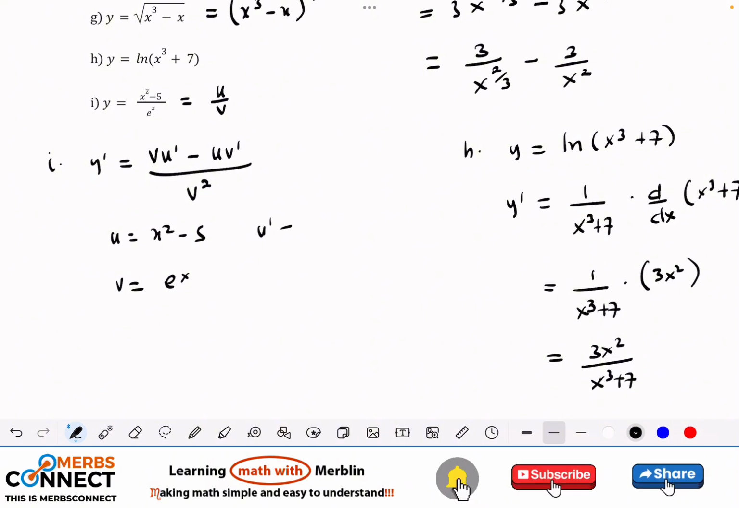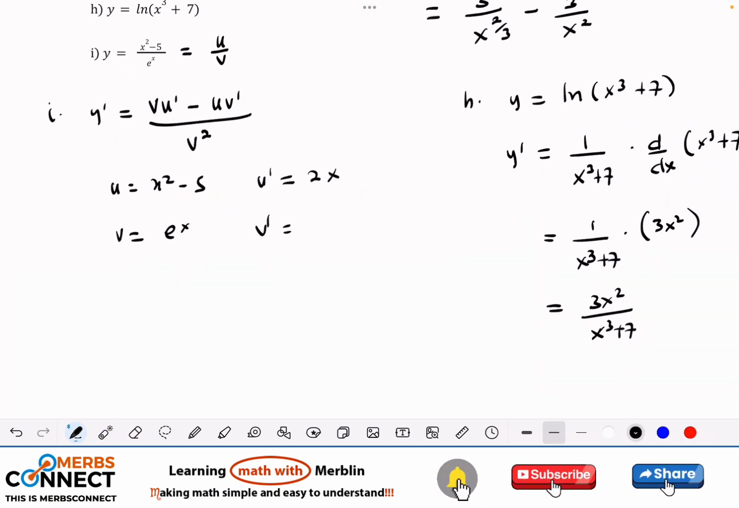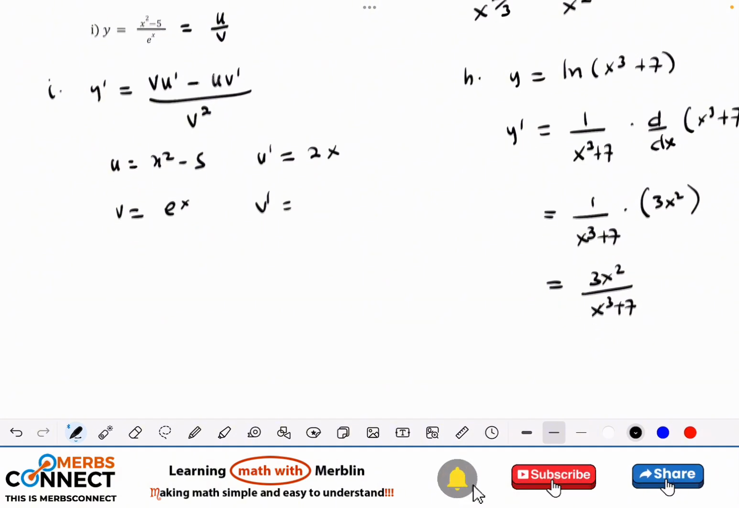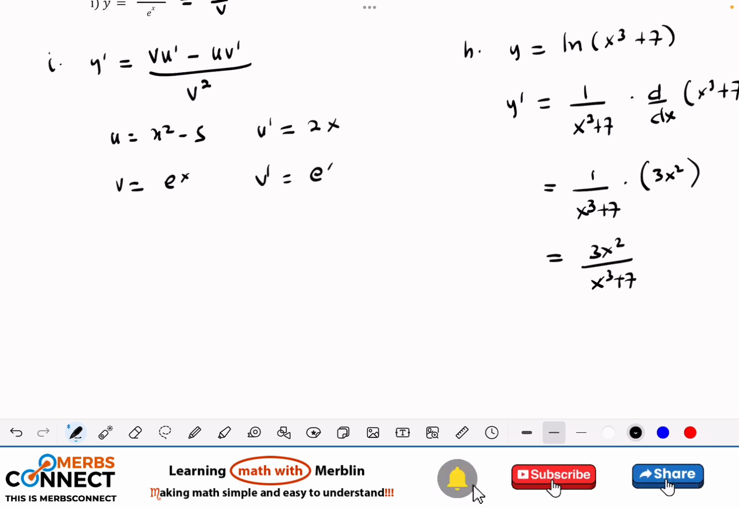So what is u prime? It's just 2x. When I differentiate this, I get 2x. When I differentiate this, I get 0. Then what is v prime? We know how to differentiate e to the power x. By this time, you should know that when I differentiate e to the power x, I'll get e to the power x. No much time wasted, but I'll just do it. You maintain the function times the derivative of what is on the top, which is x. So this will be e to the power x times 1, and this is going to give us e to the power x. Some of the functions, you just need to know that when I differentiate this, this is what I'm going to get.